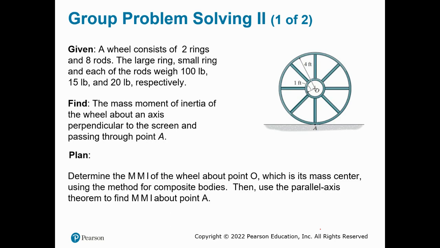Last group problem here. We have a wheel that consists of two rings, a small ring in the middle and a big ring outside, and we also have 8 rods. We're looking for the mass moment of inertia of the wheel about an axis perpendicular to the screen and passing through A. Look, this time we need to pass through A here.